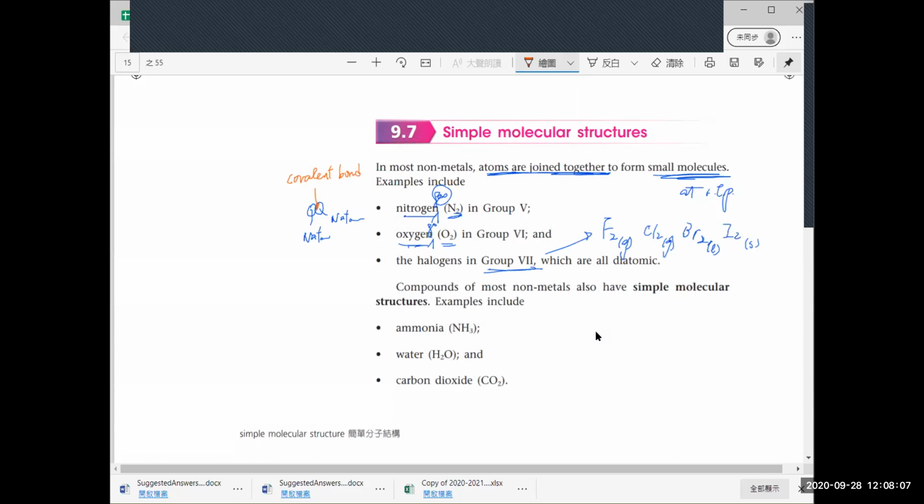Similarly for oxygen, we also have two balls. Fluorine, chlorine, bromine, iodine are very similar, and all those atoms are connected by covalent bonds formed between the atoms. This is what you may know as an element, so non-metal elements. But if you talk about most non-metal compounds, you may find they will form a simple molecular structure. For example, ammonia, NH3, water, H2O, carbon dioxide, CO2. They represent something else, so it is a matter of a difference in the number of atoms found inside the molecules. Altogether, we call that 分子, molecules.